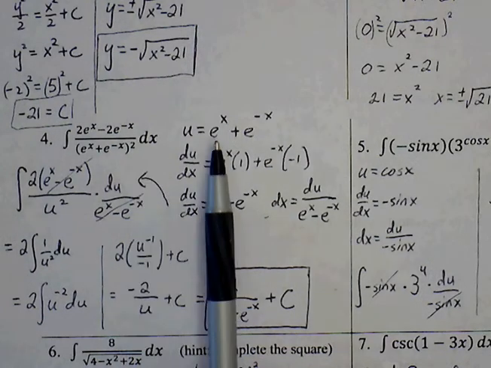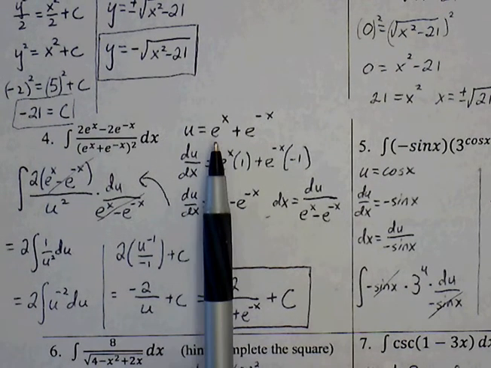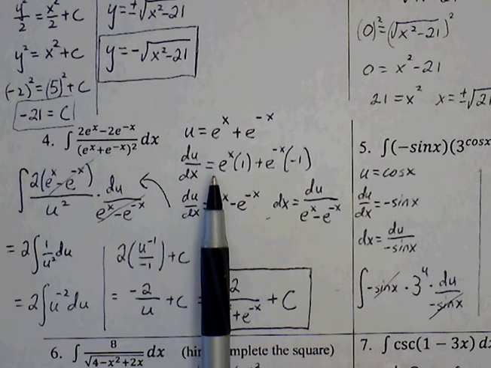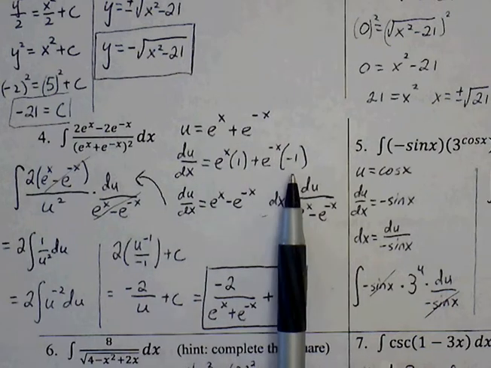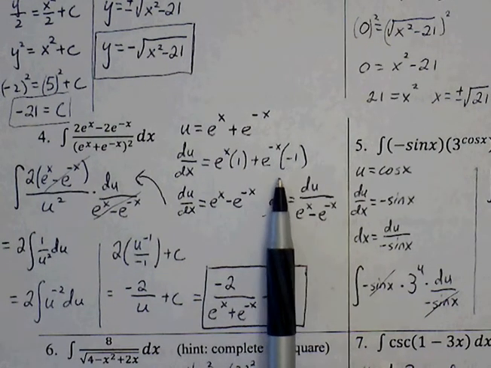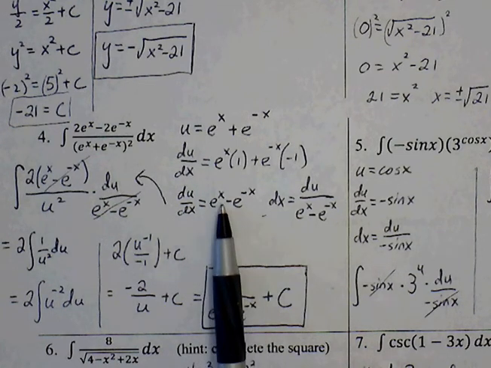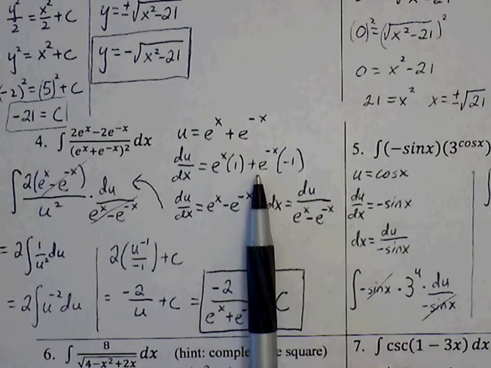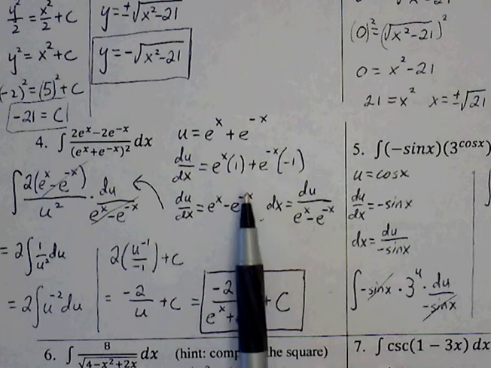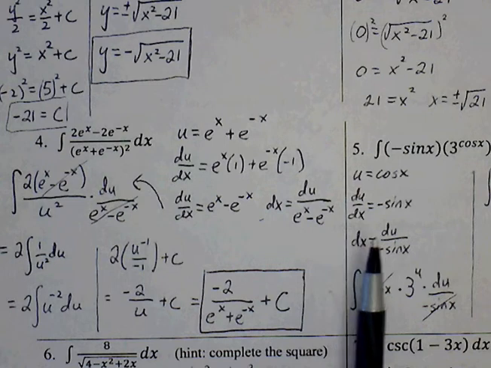So we let our u value be the denominator, what's inside the parentheses actually, e to the x plus e to the negative x. Remember your derivative rule for e to the u is e to the u times u prime. So derivative is e to the x times 1, and then e to the negative x times negative 1. And this we can simplify by making this e to the x minus e to the negative x, because this negative 1 will make this e to the negative x in front a negative. So if we solve for dx, we get du over e to the x minus e to the negative x.